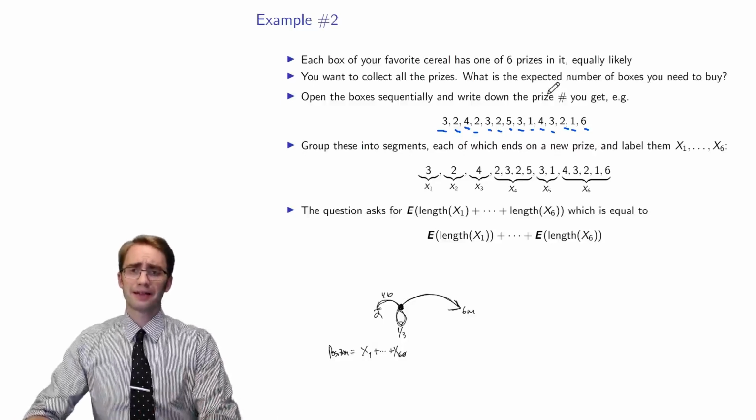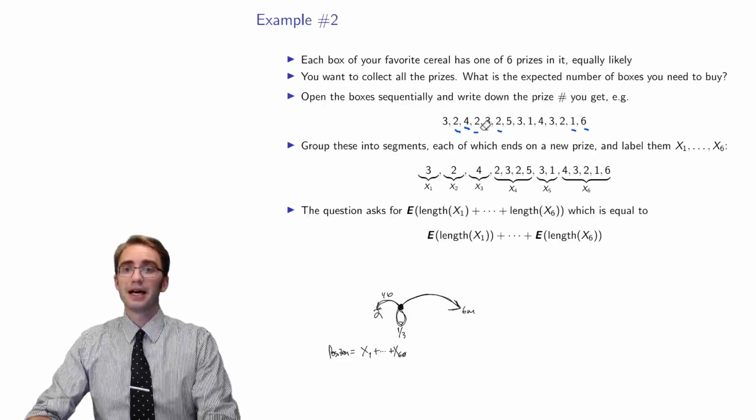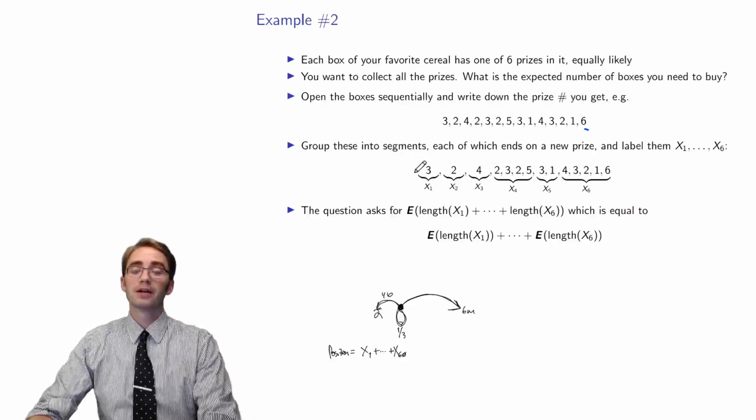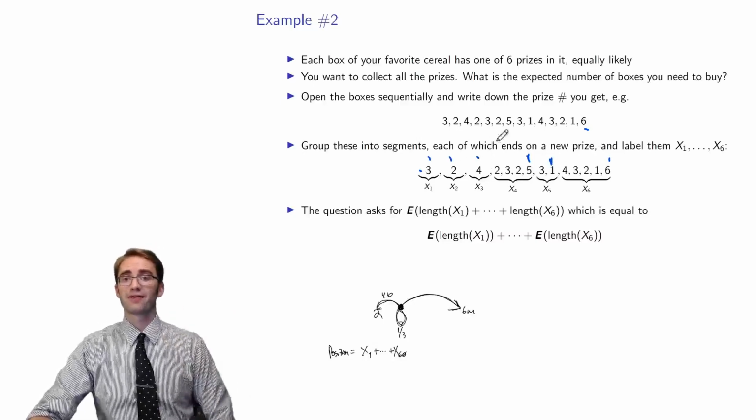So how do we attack this in a probabilistic way? Let's take those outcomes, take those prizes, and group them into segments, each of which ends in a new prize. So what I've done down here, I'm taking the same numbers that I wrote up there, and now I'm grouping them into segments where each segment ends on a new prize. Okay, so the first 3 segments just have length 1, because you got a new prize right off the bat.